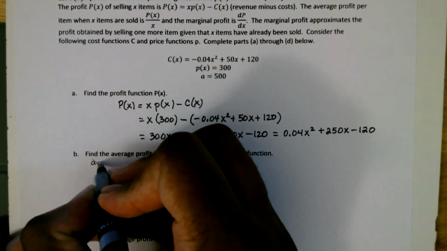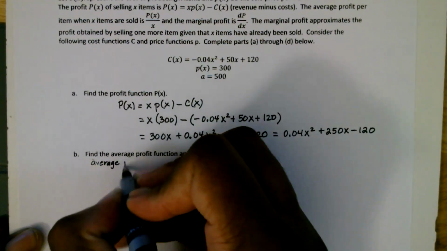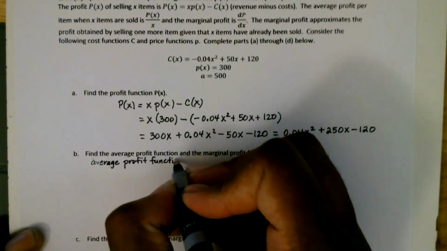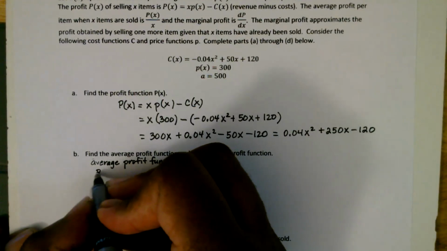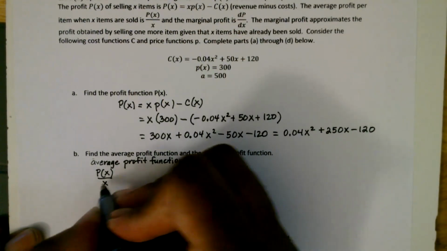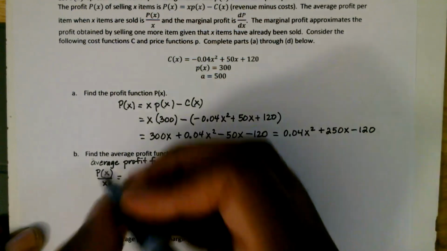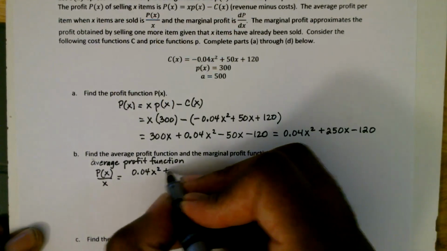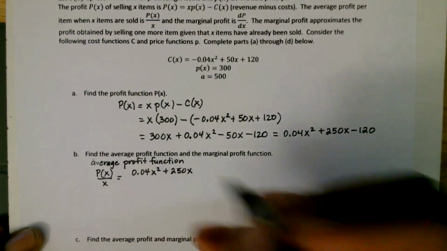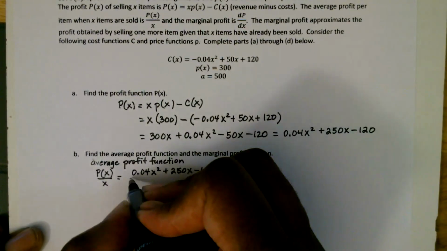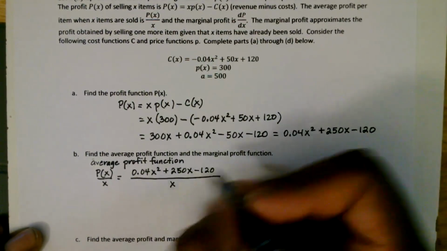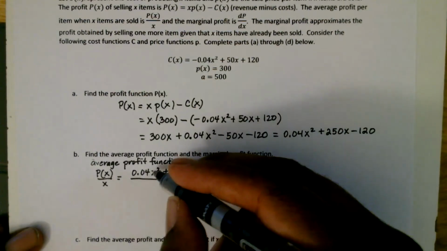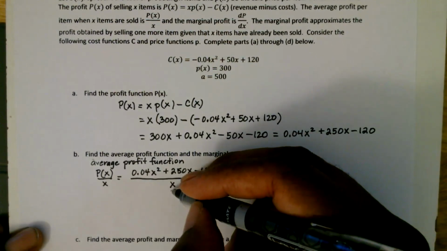Average profit function. The average profit function is going to be P of X divided by X. Well, P of X is going to be that 0.04x squared plus 250x minus 120. And all that's going to be divided by X. So we're going to take each term in the numerator and divide that by X.